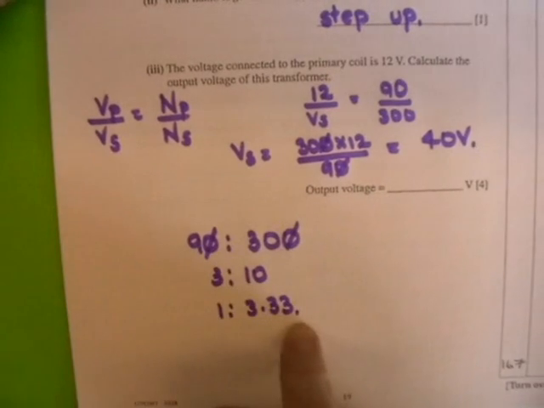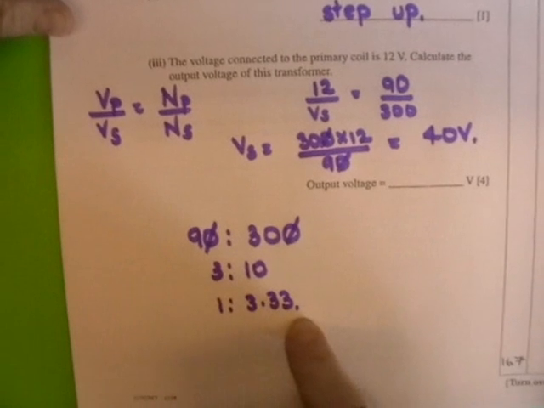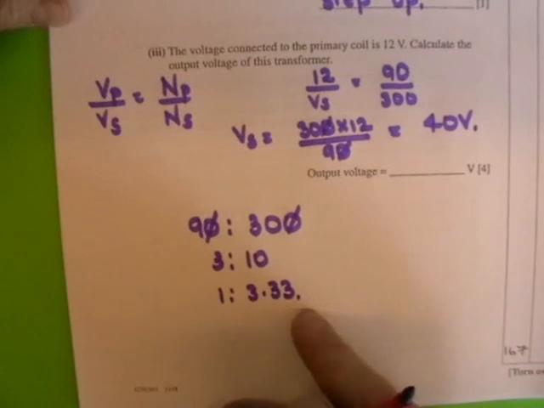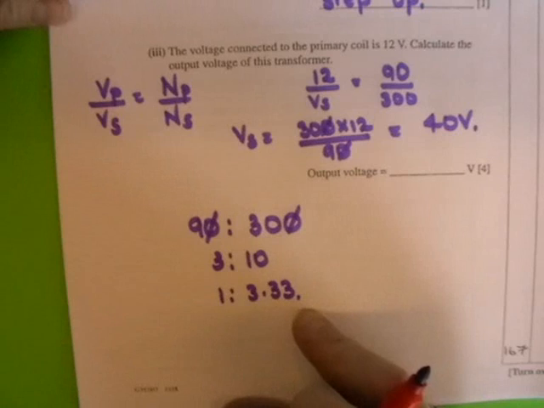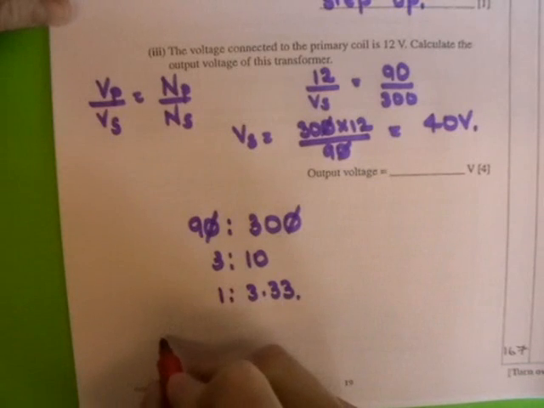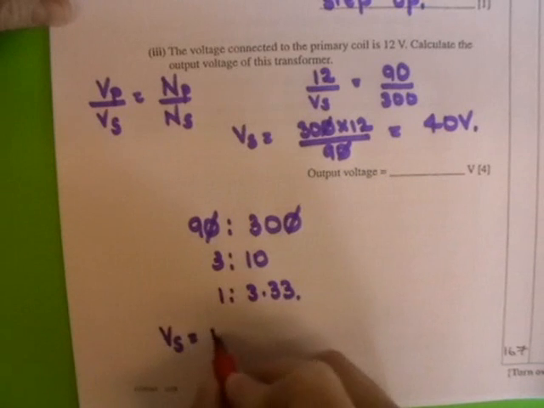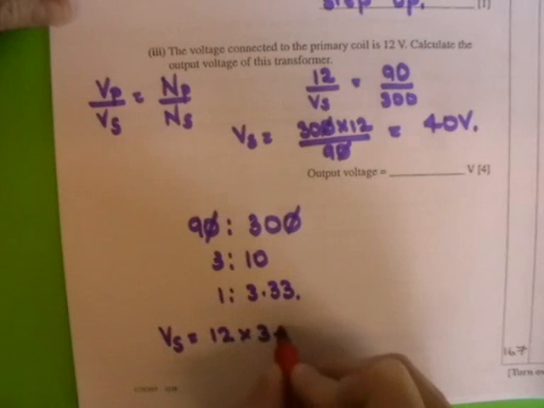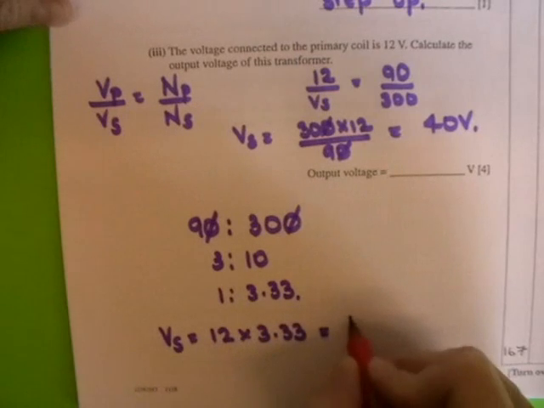So you know that the output voltage of the secondary is 3.33 times what the primary is, and the primary is 12, so the output is 12 multiplied by 3.33, and that also gives you 40 volts.